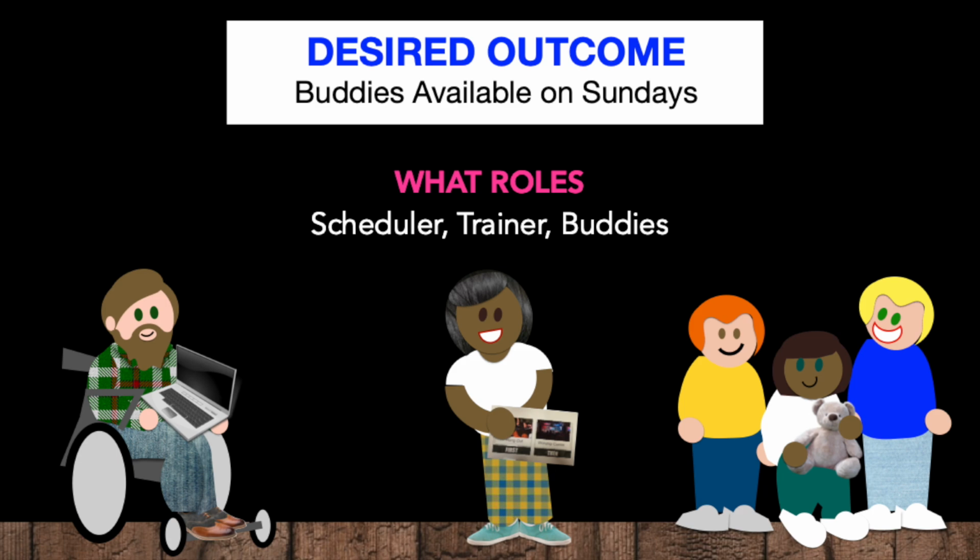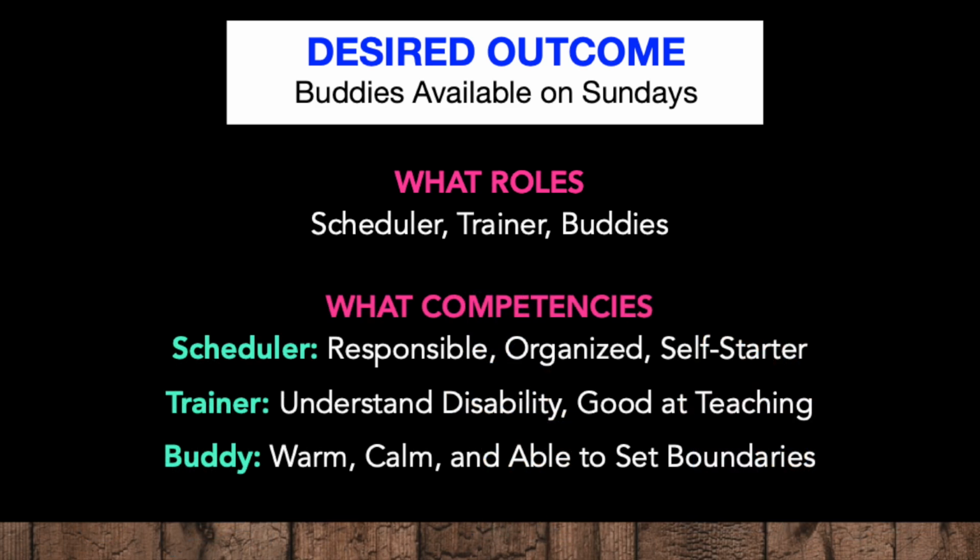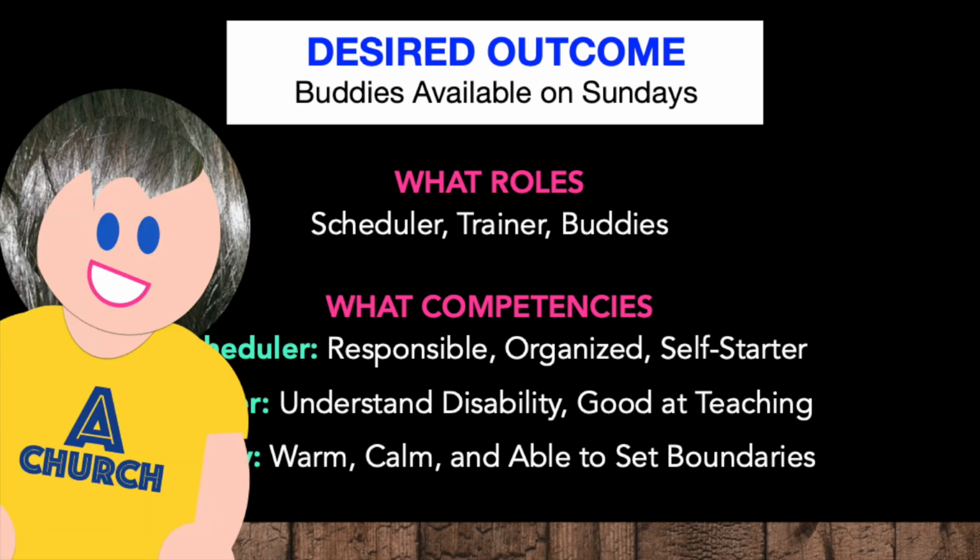Now let's look at what competencies are needed for each of these roles. Well, the scheduler needs to be responsible, organized, and a self-starter. The trainer should understand disability and be good at teaching, and the buddies need to be warm, calm, and able to set boundaries. When we take time to write down the roles and competencies, it becomes easy to see, wait for it, who do you need? Now that we know what type of people should fill in each role, we can figure out who we need on our team and start inviting them in.